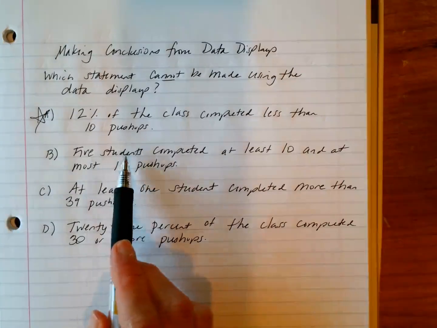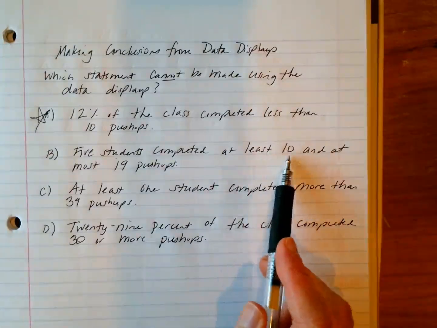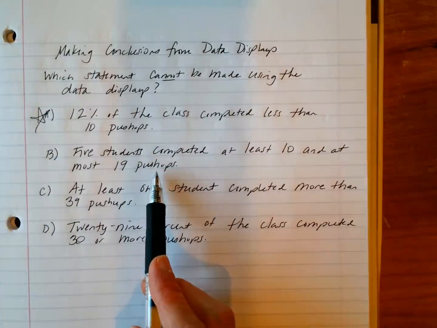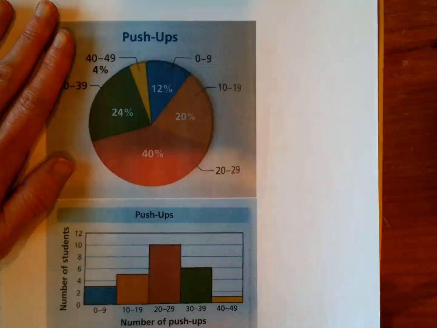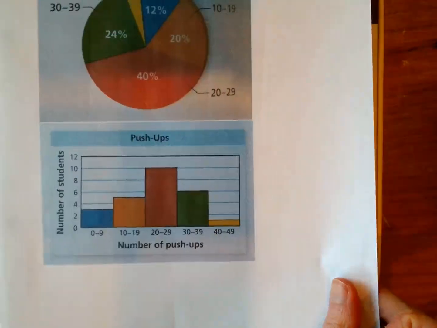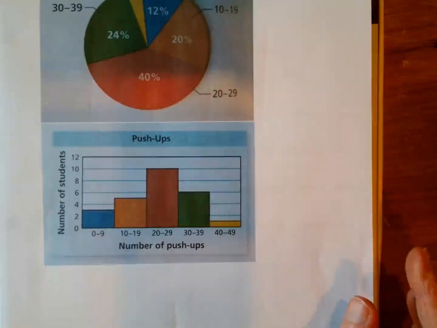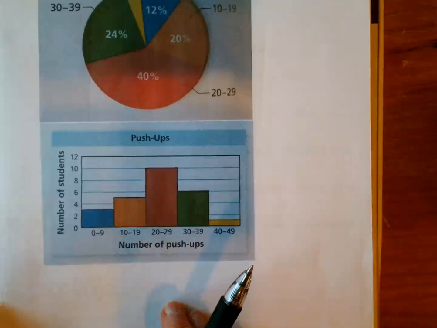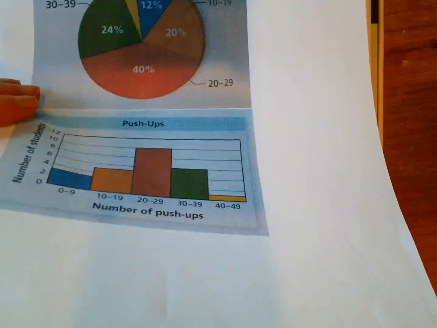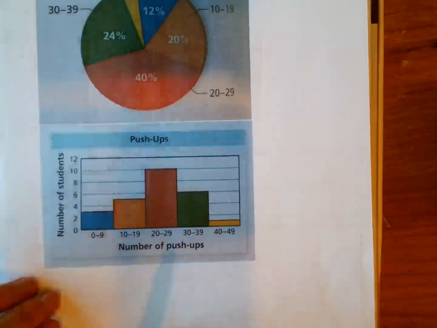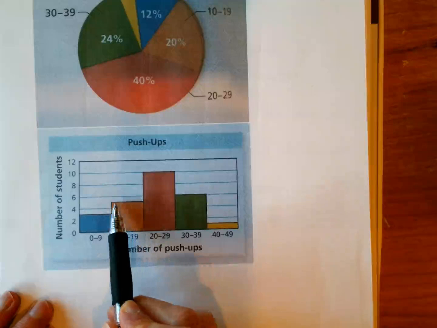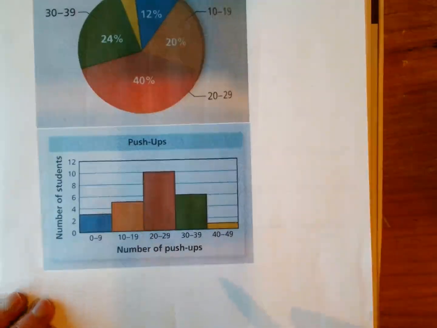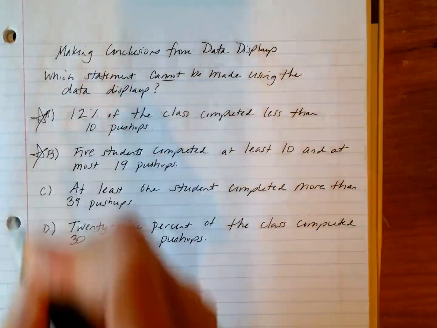Can I prove this one? 5 students completed at least 10 and at most 19 push-ups. So I wouldn't use my percentage pie graph here. I would come down here because it's asking for number of students, and this is the only graph that shows us how many students. So again, we are looking for 5 students completed at least 10 and at most 19 push-ups. So I would look at this orange piece here, and we've got 5 students. So again, I can say that this is a true statement.